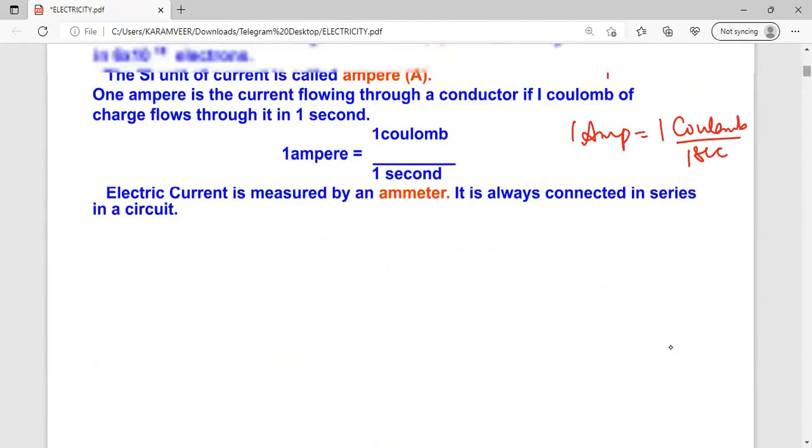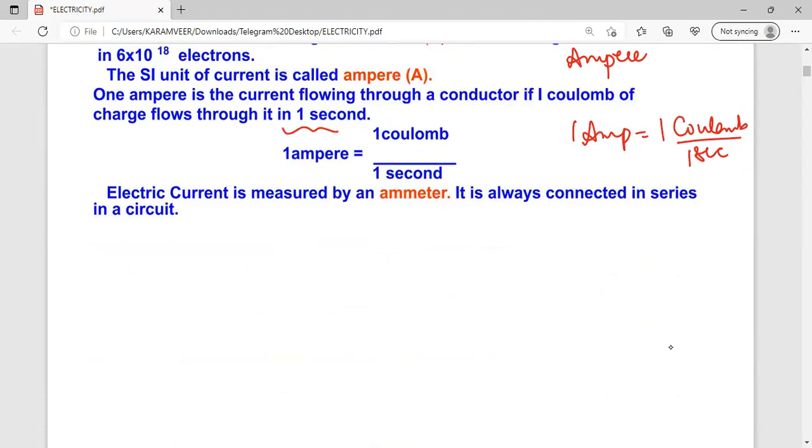So current is said to be 1 ampere if 1 coulomb of charge flows through in 1 second. That means when in a conductor, जब किसी भी कंडक्टर में एक कूलम चार्ज पास करेगा 1 सेकंड में, देन हम उस करंट को क्या बोलेंगे? एम्पियर. So electric current is measured by an ammeter and it is always connected in series.